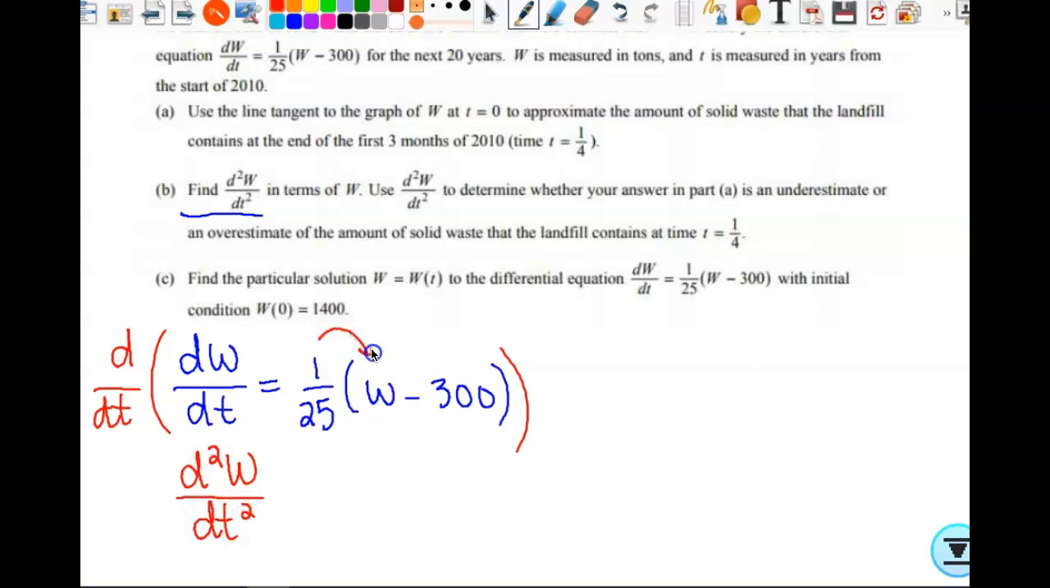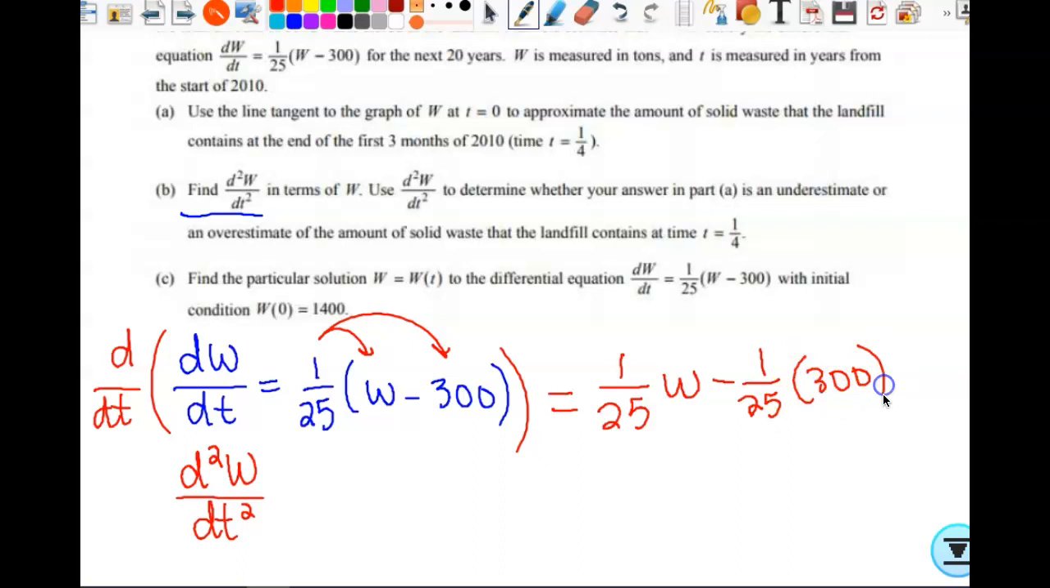I would distribute here. I would look at this as 1/25 W minus 1/25 of 300, and then differentiate term by term. So what is the derivative of 1/25 W with respect to t? 1/25, there you go, dW/dt. A common mistake was just putting 1/25, thinking you were taking the derivative with respect to W. And then, what's the derivative of any constant? 0. Now, can I stop here? Why not?